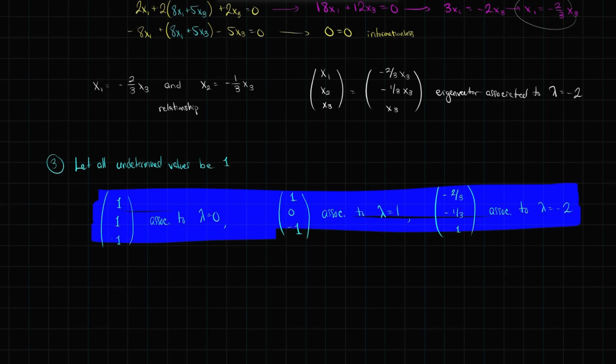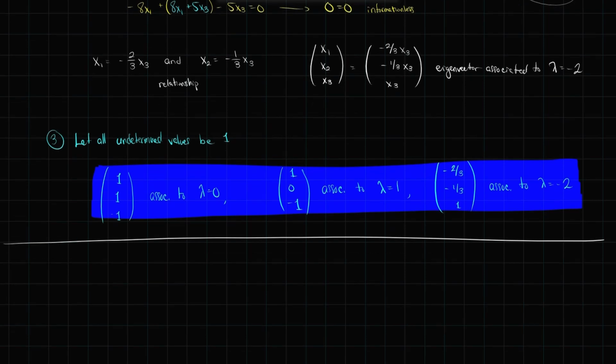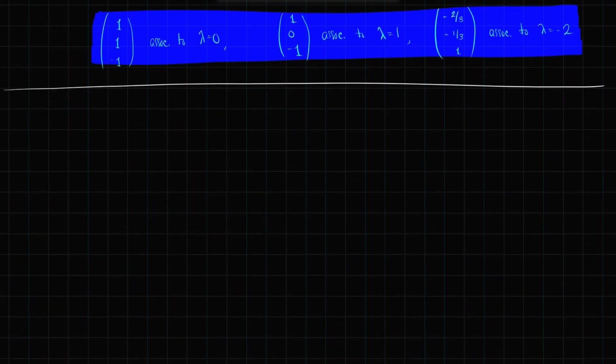Now, because it was a 3x3 matrix, I was expecting to have 3 of these, and that is exactly what I ended up with. Let's do one easier example, because the 3x3 cases are definitely tricky. Find all eigen pairs for the matrix 3, 4, 4, 3. 2 by 2 is quite a bit easier. We'll find that out now.